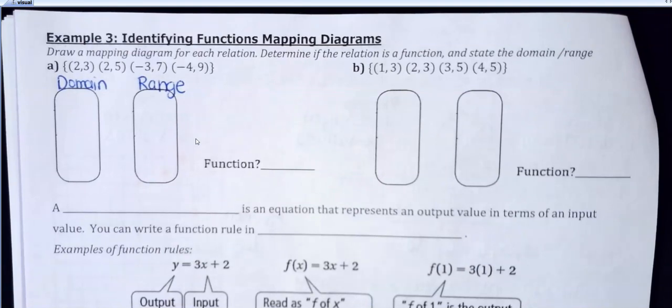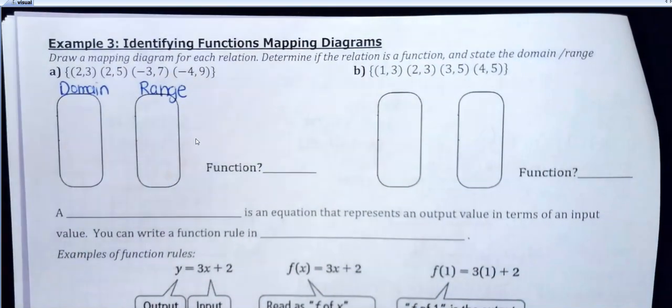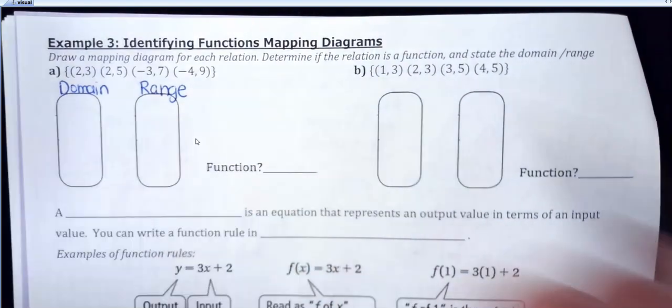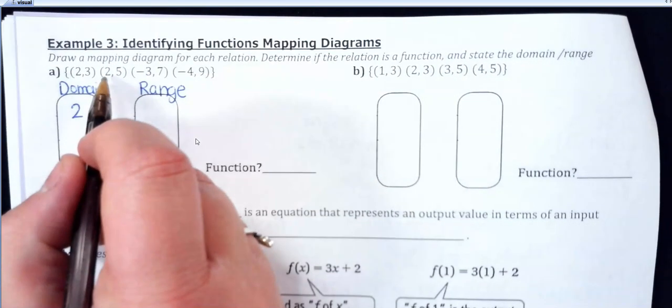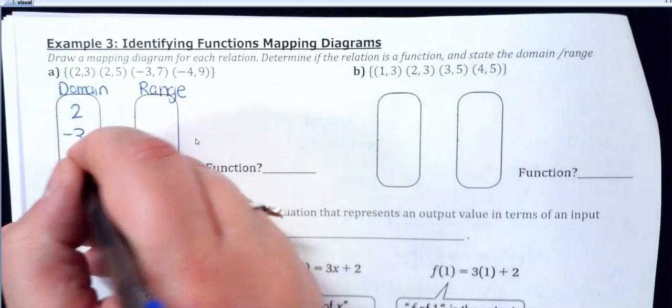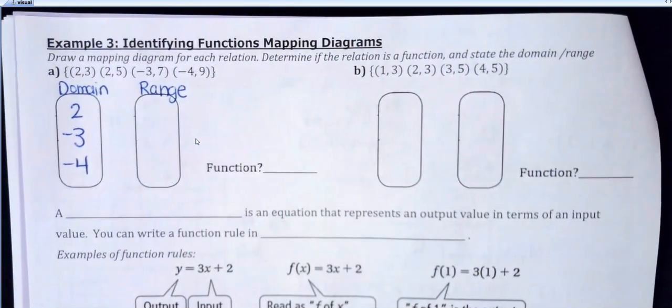So I have just my x values I'm going to put in this box, and you don't have to put them from least to greatest or anything like that, just in any order. So I'm just going to write them as they appear. So I have an x coordinate of 2, that repeats, so I don't write it again. Then I have an x coordinate of -3, and I have an x coordinate of -4. So I'm just representing each of the different x coordinates.